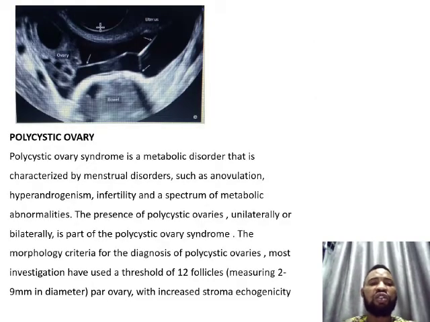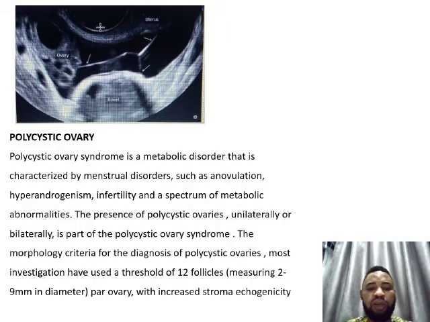This image shows the ovary and a peritoneal inclusion cyst surrounding the ovary, and you can see the uterus. These are atypical images of peritoneal inclusion cysts. The next one is polycystic ovary.